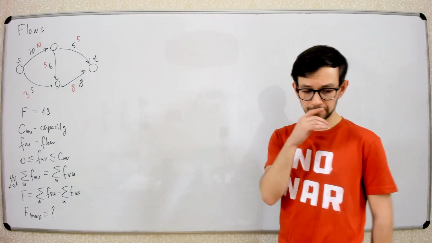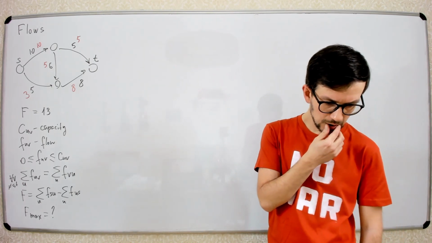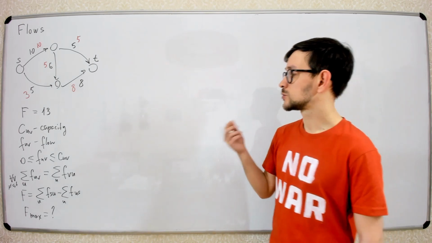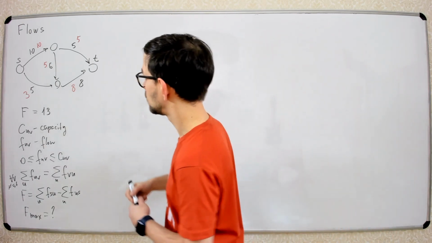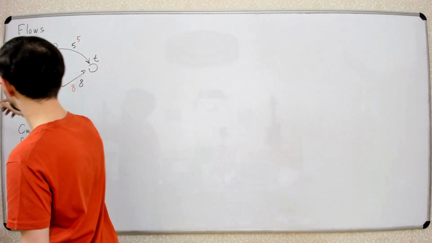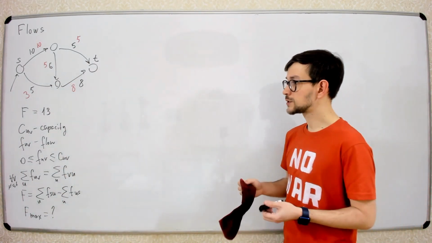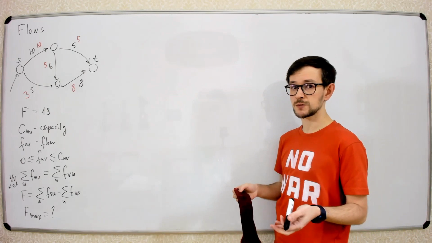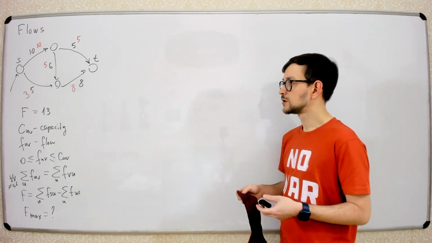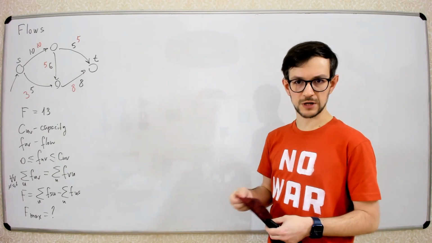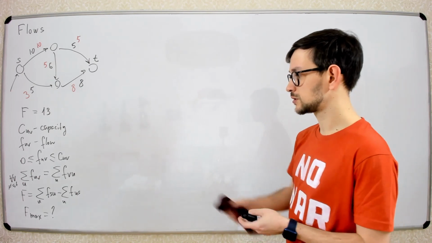So in some graph, there may be some edge like this. You don't need these edges if you want to maximize the max flow. You can just remove all these edges actually, but why?